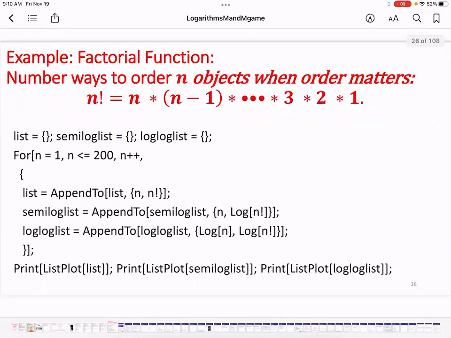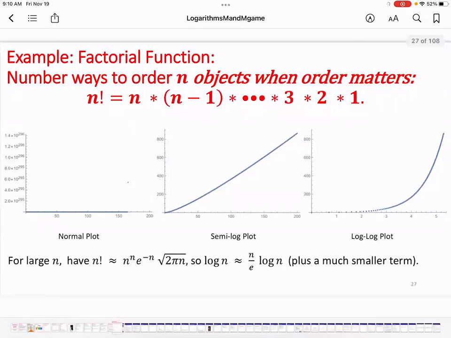Just a little, simple code to look at, the factorial function, just how rapidly it grows. We talked about this with Stirling's formula. And if we try to plot it, it just shoots off so incredibly fast. Here's 10 to the 295, just shooting up extremely rapidly. But if I do a semi-log plot or even a log-log plot, I can start to see a little bit more of its growth rate.